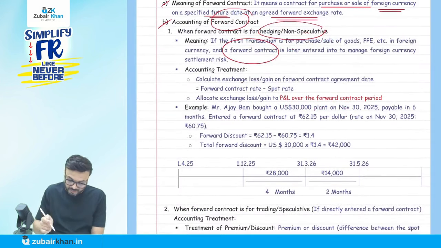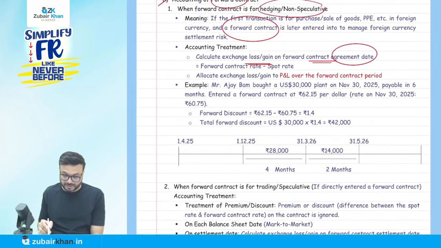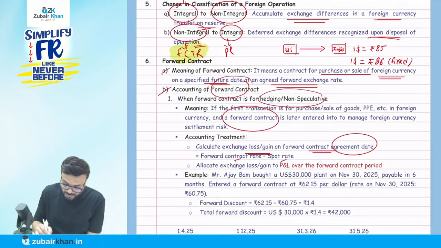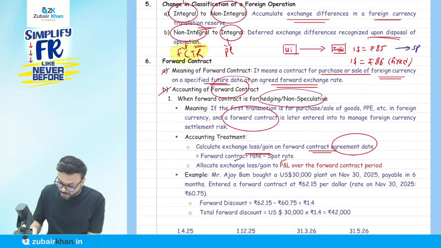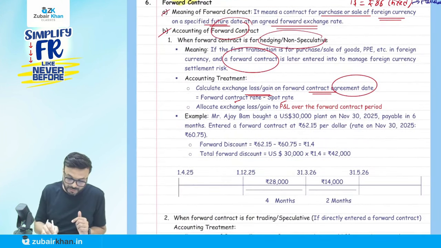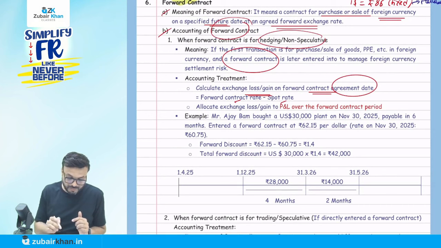So you can see they say here, calculate exchange gain or loss on the forward contract on the agreement date. So the forward contract rate minus the spot rate. Spot rate means the rate we have today. This is the spot rate, and this is the forward rate. So they say forward rate minus spot rate. So we have a loss here that will be recognized in P&L over the life of the forward contract.